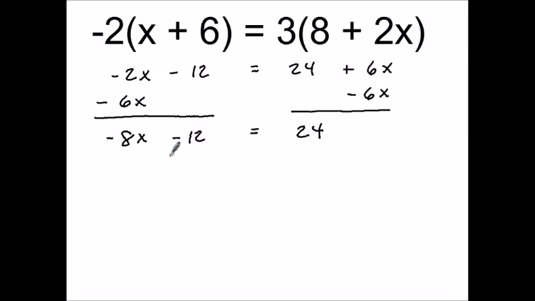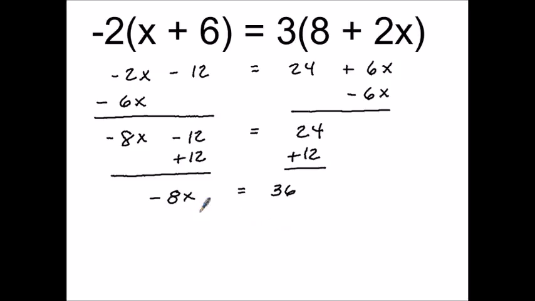My next move would be to work on this negative 12, getting rid of it, bringing it to the other side. Remember, we brought all our x's to the left side, so we're going to bring all the numbers to the right side. So I'm going to add 12 to this side to get rid of that. But again, must do the same thing on the other side of the equation. On the left, I'm left with negative 8x. And on the right, I'm left with 36.